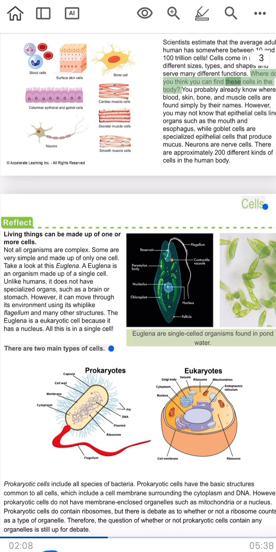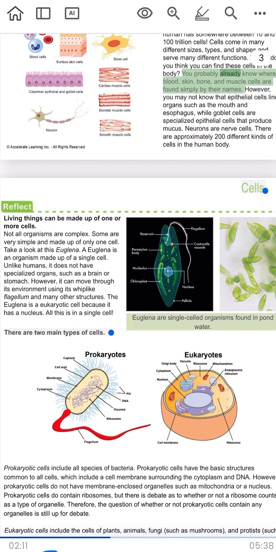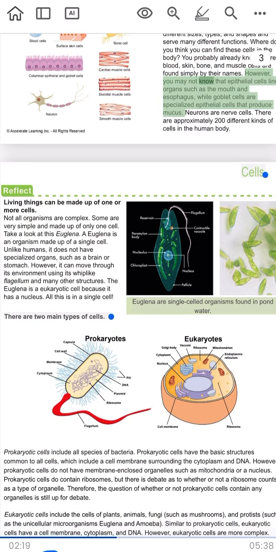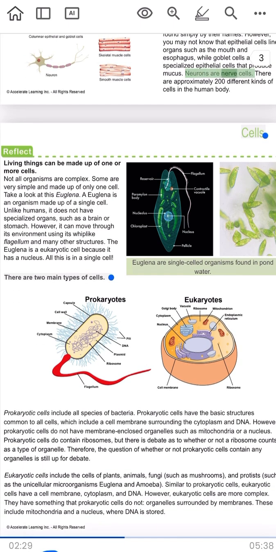Where do you think you can find these cells in the body? You probably already know where blood, skin, bone, and muscle cells are found simply by their names. However, you may not know that epithelial cells line organs such as the mouth and esophagus, while goblet cells are specialized epithelial cells that produce mucus. Neurons are nerve cells. There are approximately 200 different kinds of cells in the human body.